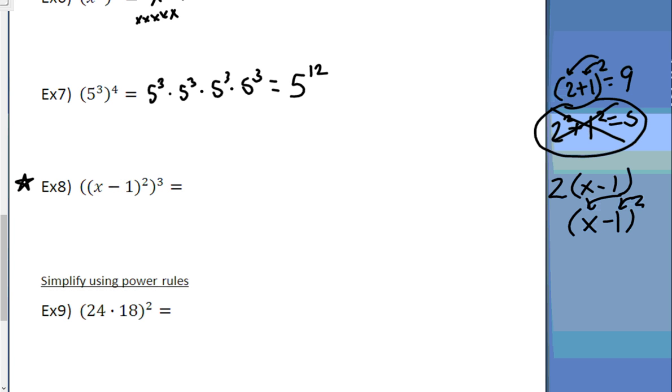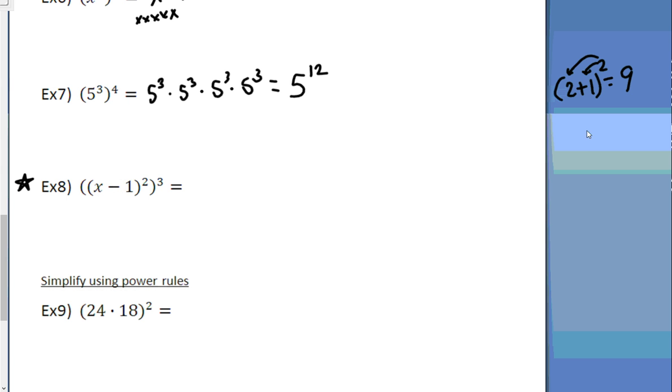Now, here's my question for you. Since you can't do that, then what can you do? Well, there's a lesson that we're going to do in a couple days called foiling, and this is what you could do. You could recognize that 2 plus 1 squared means 2 plus 1 times 2 plus 1, right? And then you could distribute the 1 to that and the 1 to that, and then distribute the 2 to that and the 2 to that, and you actually do get the right answer. That's called foiling, and we're going to get to it later in this chapter.